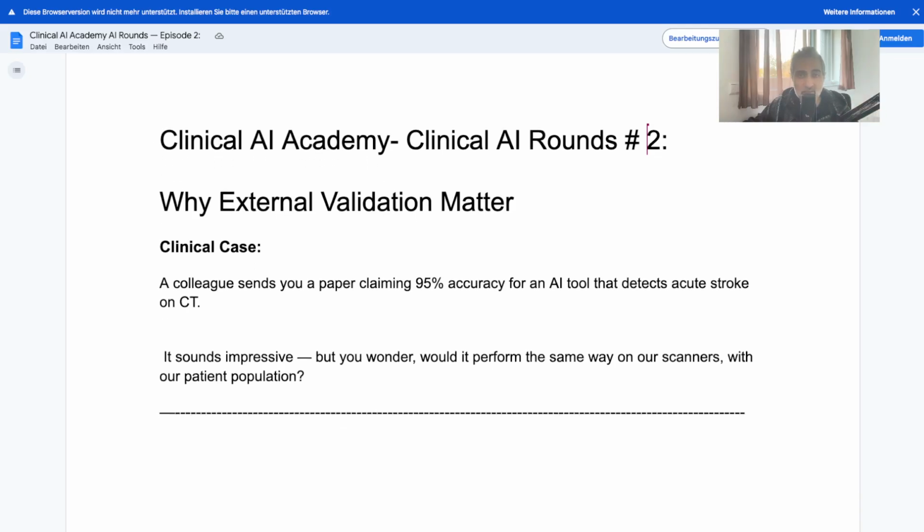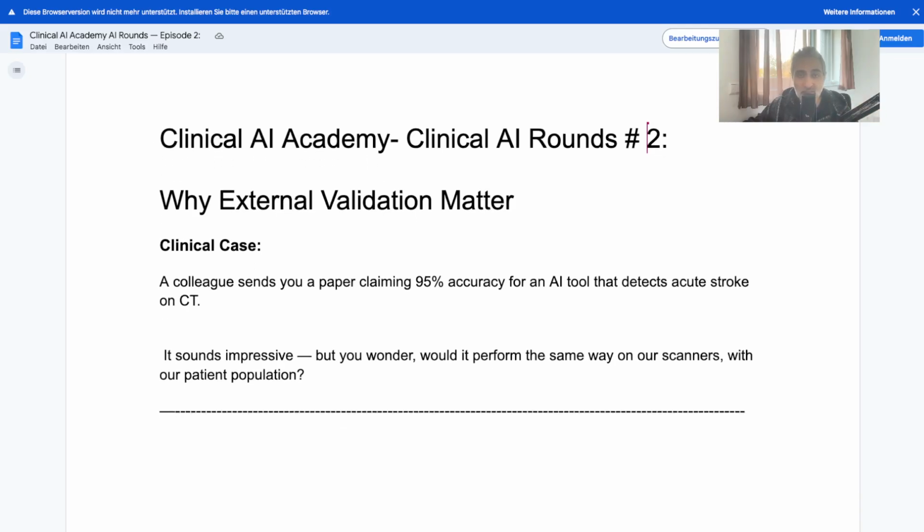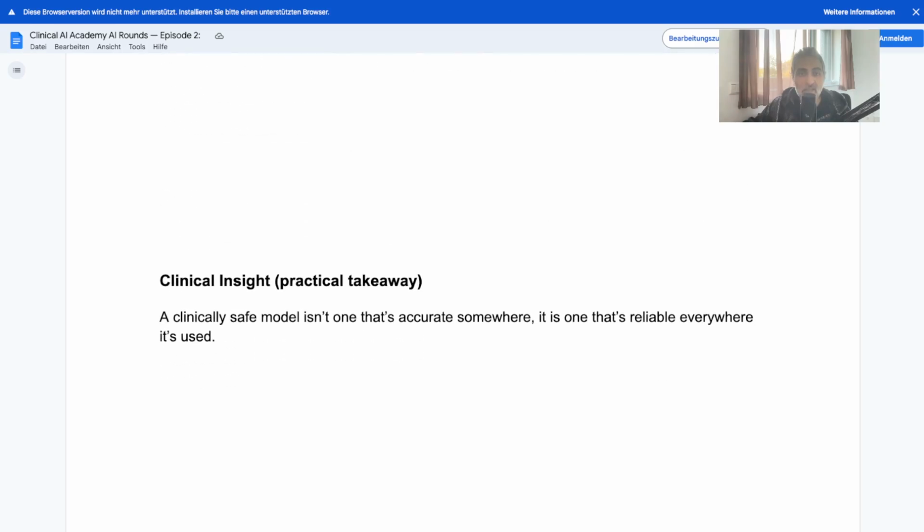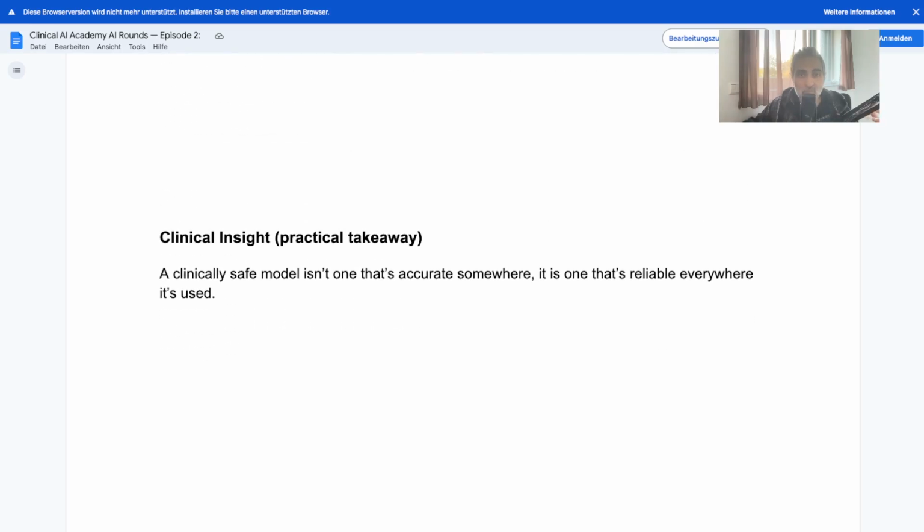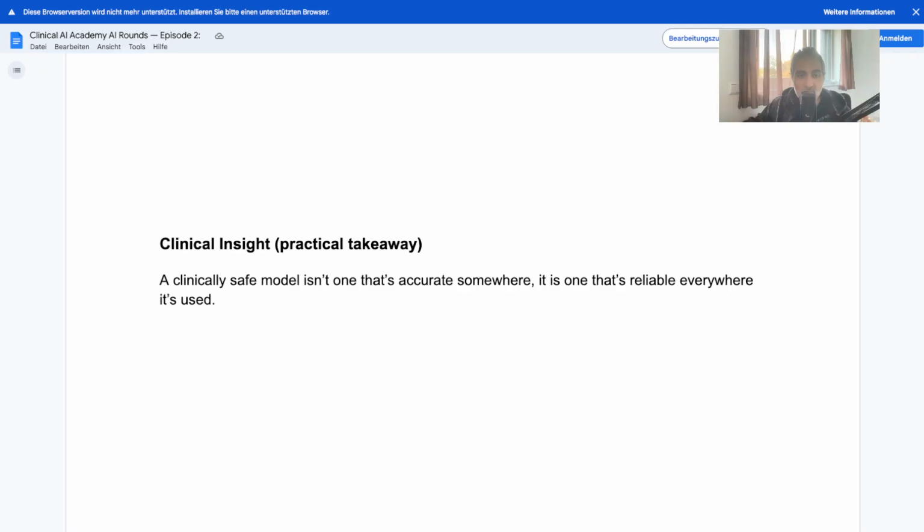So the takeaway from today's Clinical AI Round is: a clinically safe model isn't one that's accurate somewhere, but it is actually the one that is accurate and reliable everywhere it's used, and particularly where you're using it yourself, on your own patient population in your own clinical setup. So that's important to keep in mind.